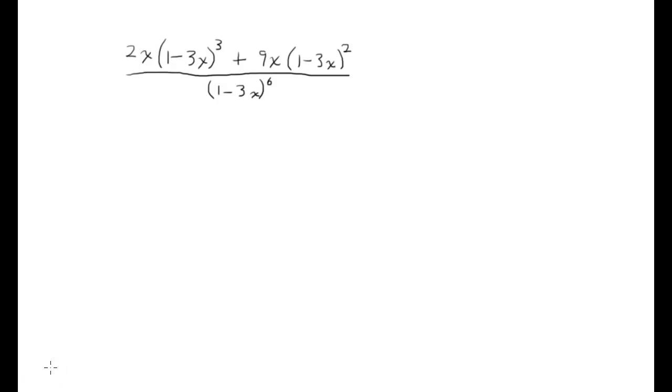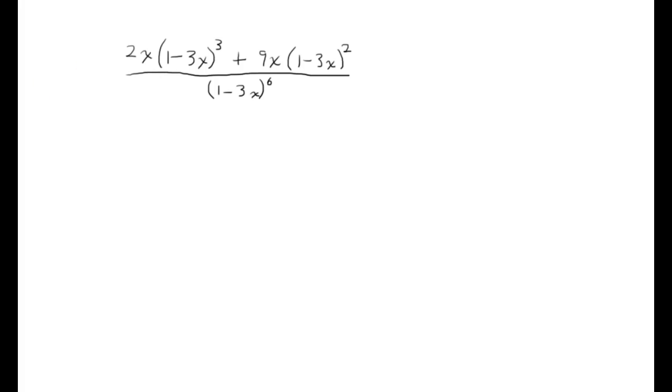In this video, we'll be simplifying this rational expression. It's a pretty large one. We have 2x times the quantity 1 minus 3x raised to the third power plus 9x times the quantity 1 minus 3x raised to the second power over 1 minus 3x raised to the sixth power.